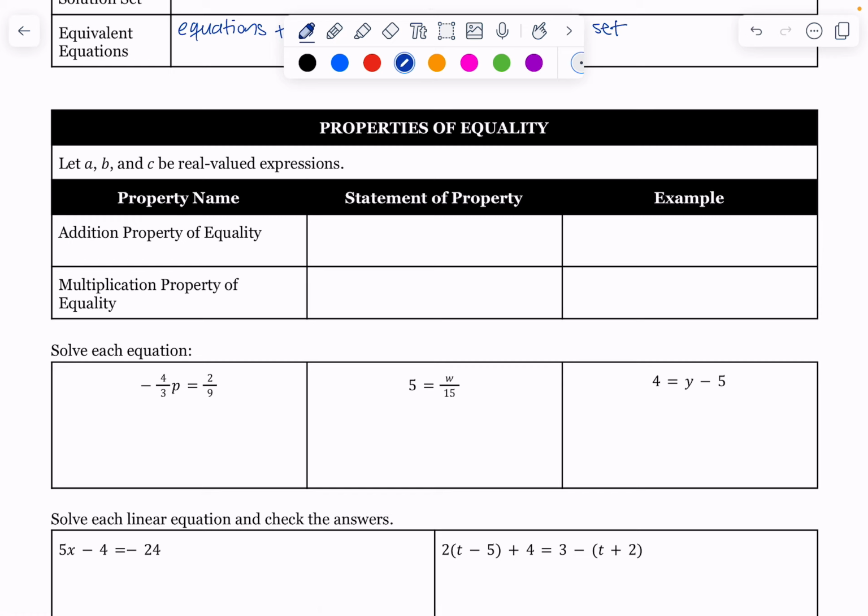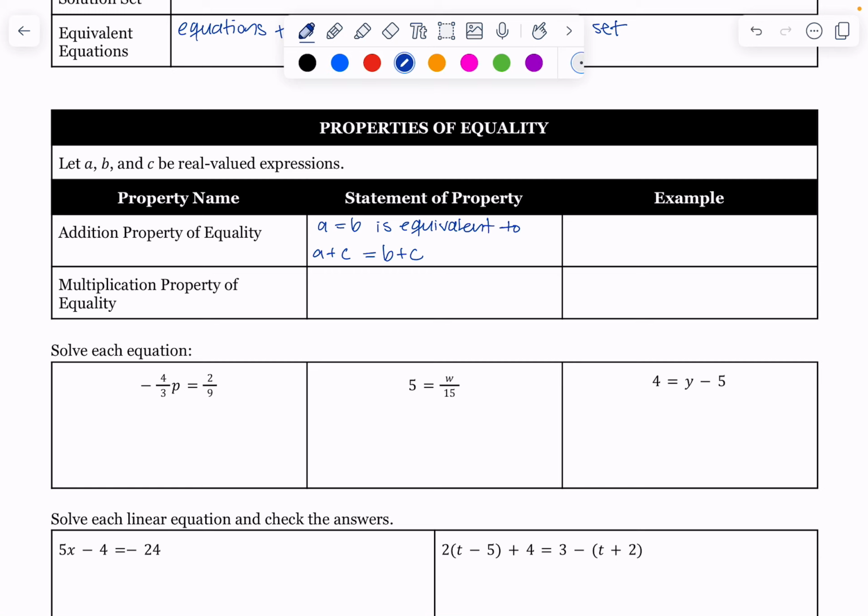So we're going to let A, B, and C be real valued expressions. The first property is the addition property of equality. And what that says is A equals B is equivalent to A plus C equals B plus C. So adding the same number to both sides of A equals B, we've added C to both sides. The equations that I highlighted in pink stay equal to each other.